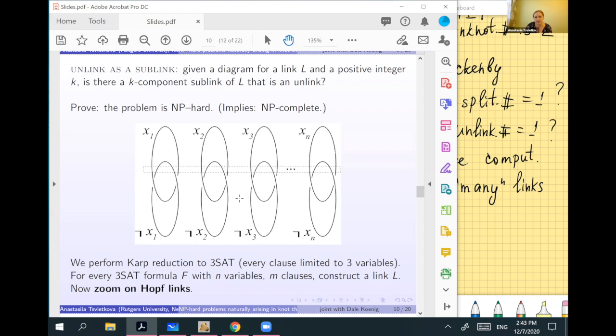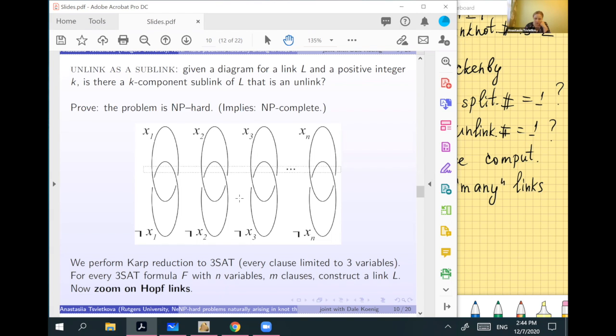It's actually NP-complete because you can get a polynomial certificate just by taking the sublink itself and checking if it's an unlink. So we will perform a Karp reduction to 3-satisfiability. This is a SAT problem, but you limit every clause to 3 variables.